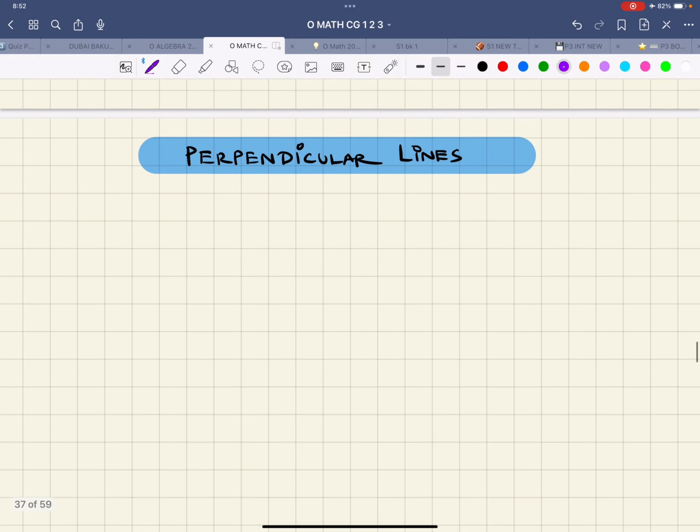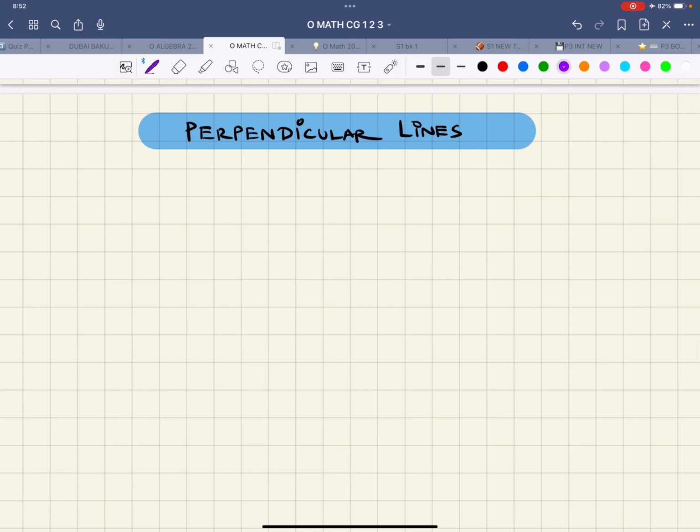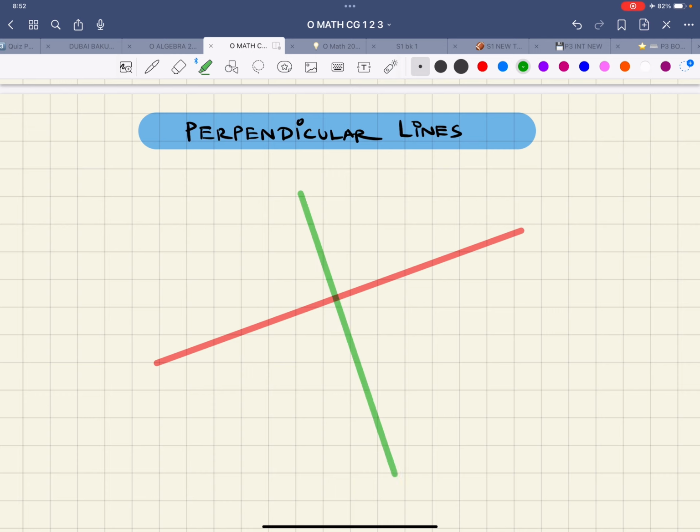Now let's move to perpendicular lines. Parallel lines are one thing, perpendicular lines are the other. Let's say one line is going like this, and let me draw a green line like this. The diagram is not drawn to scale, so don't take out your protractor and start measuring it. There is a 90-degree angle between the two. This is line 1, this is line 2.